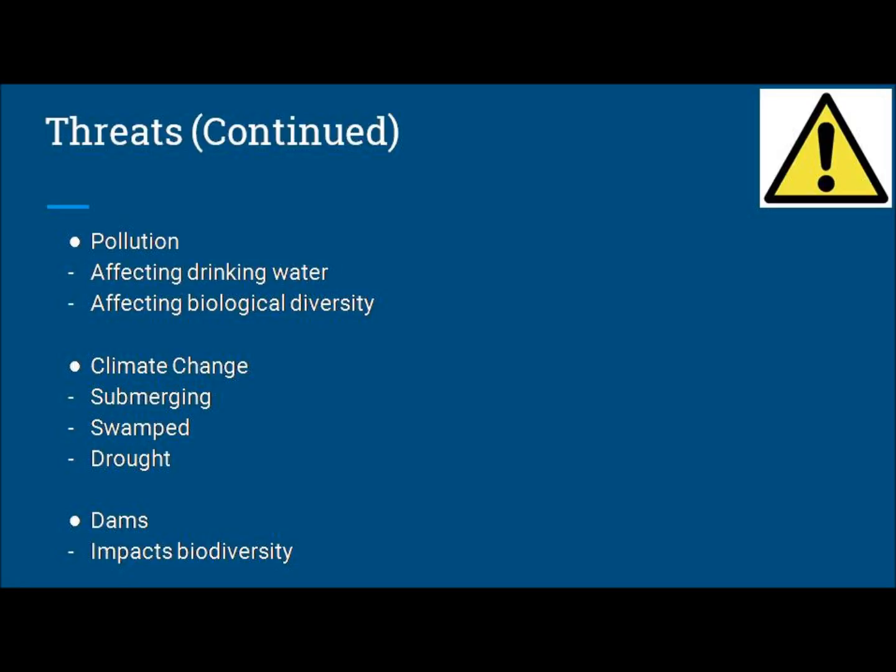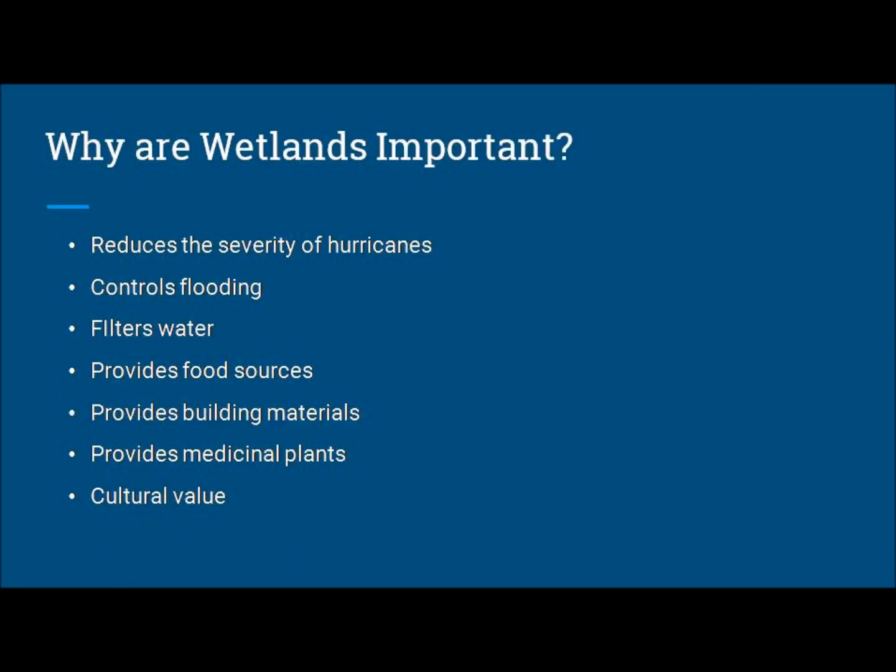Dams can be seen as a controversial threat. Although in some places dams are needed, they are restricting the flow of water, which can have a negative impact on biodiversity. There are now 40,000 dams worldwide which are altering the natural flow of water and impacting the existing ecosystems. Why is saving wetlands important?